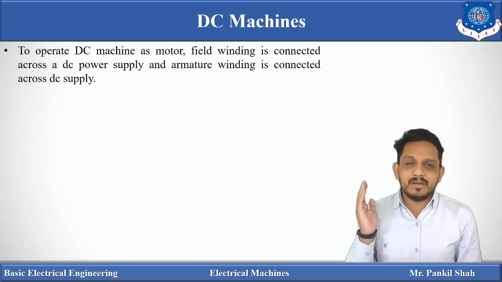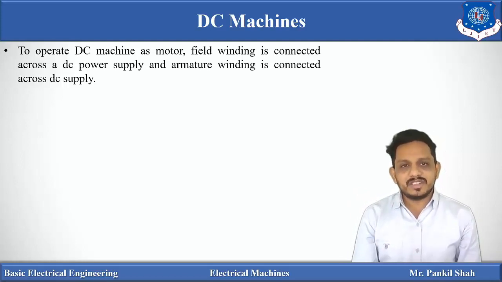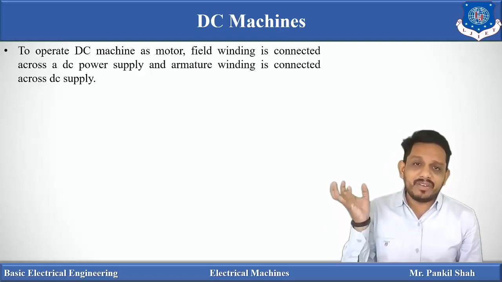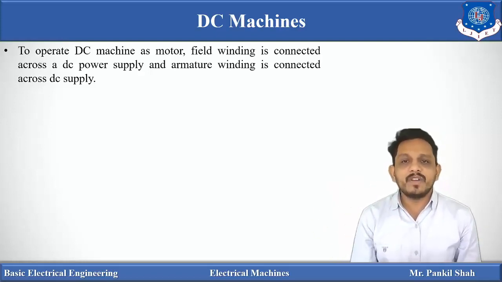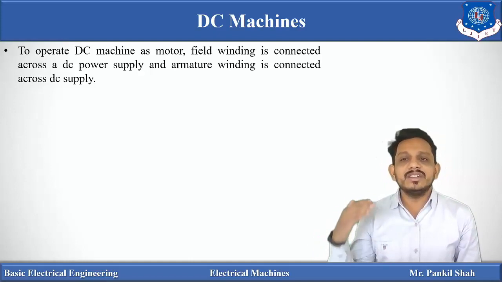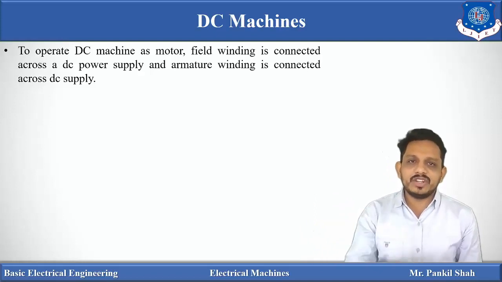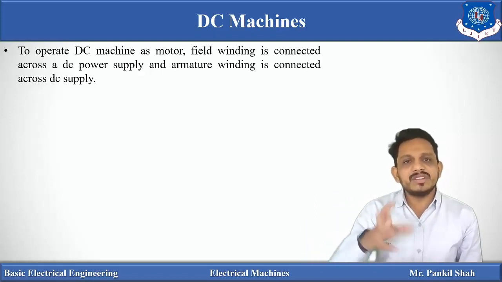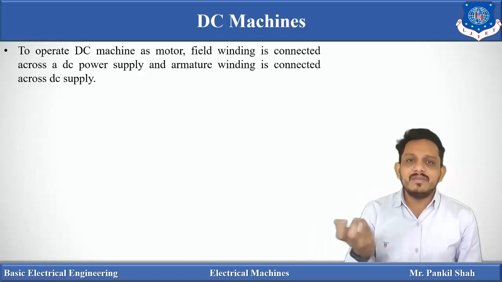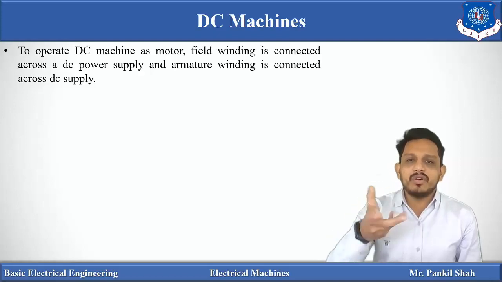To operate a machine as a motor, the field winding is connected across a DC power supply. Means for a motor you have to give electrical input to the field winding, and the armature winding is connected across the DC supply. Armature winding is connected across the DC supply and field winding is connected across the DC power supply also. Whenever you give that electrical energy to the armature and field, the rotor gets a force and rotates, so it will work as a motor. That means you have given electrical input to the armature and the field, and the rotor now starts rotating.